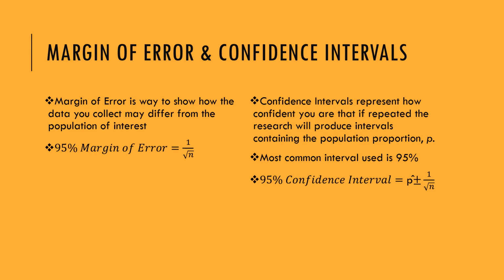Tied in with that is a confidence interval, and that represents how confident you are that if you repeated this research, it will produce intervals containing the population proportion, which is represented as p. And again, the most common interval used is 95%. The way to calculate that is p hat plus or minus 1 over the square root of n, where p hat represents the sample proportion, and again, n is the sample size that you're using.